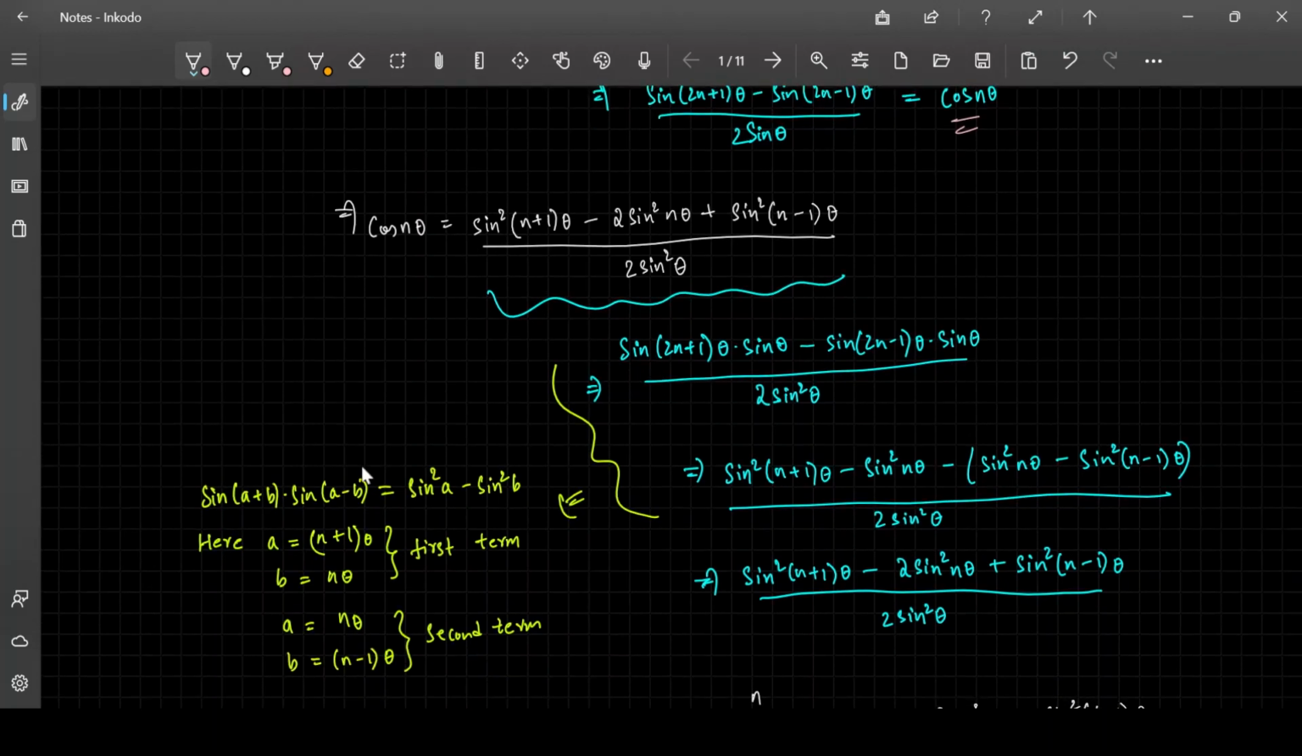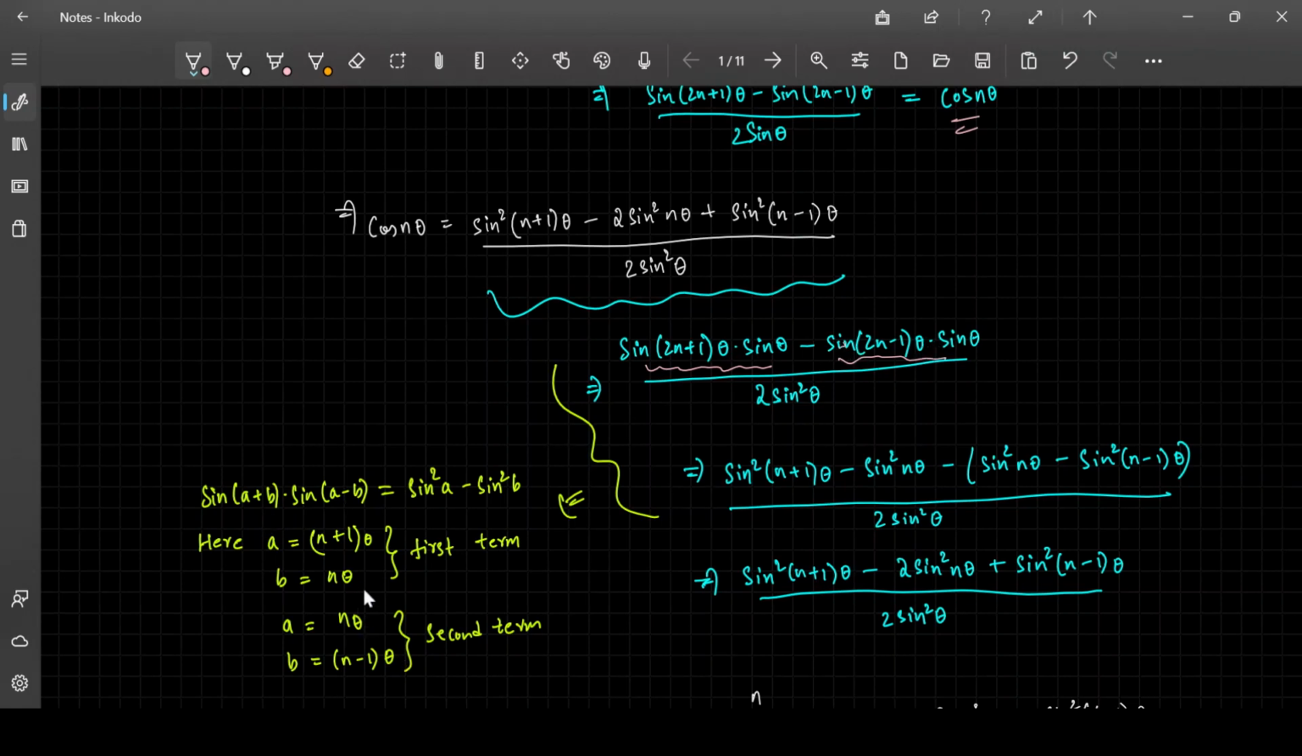So sine(a+b) into sine(a-b) is sine square a minus sine square b. In this very first case, a is (n+1)theta and b is n theta. That's the reason we are able to write it as sine square of (n+1)theta minus sine square n theta. And when you come to this case, a is n theta over here and b is (n-1)theta. So that is the reason when you add them up, it is sine(a+b) into sine(a-b), right? So this is of that form.